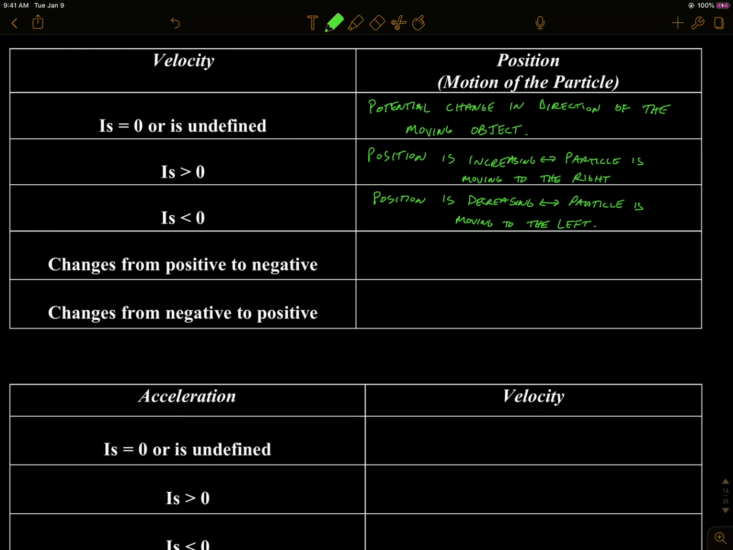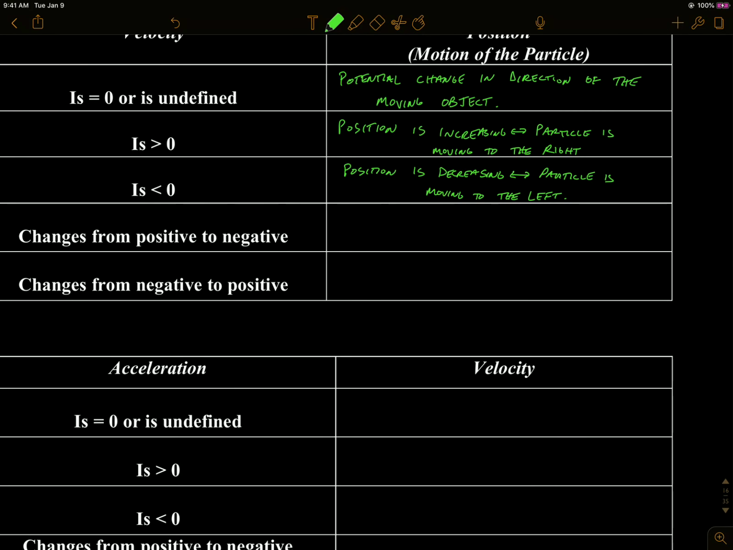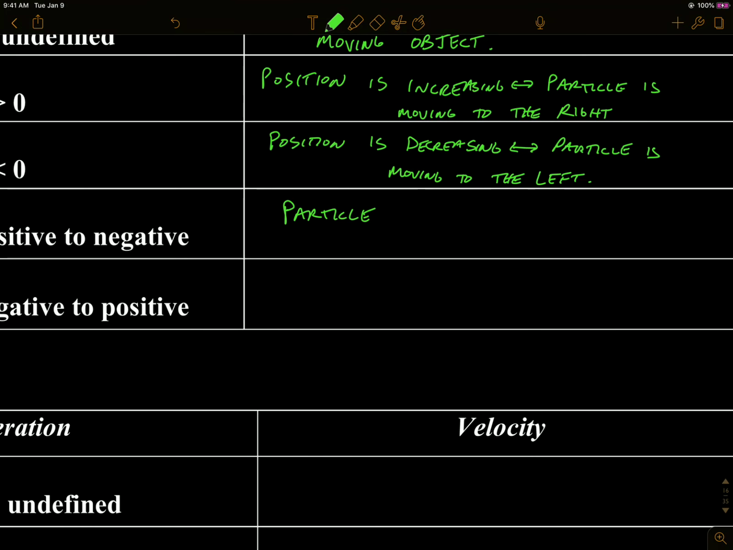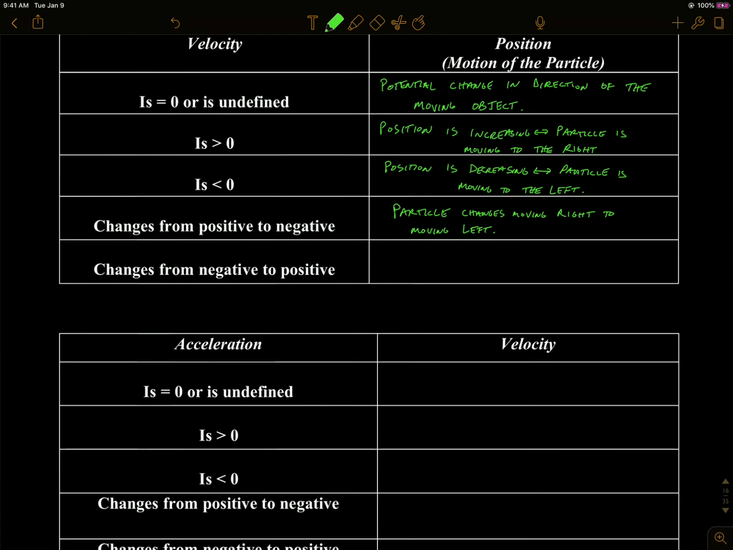We know when the velocity changes from positive to negative, that means the particle has reached a maximum. So the particle changes its direction, basically moving right to moving left. When its velocity changes, positive velocity means it's moving to the right, and negative velocity means it's moving left. So the time when it changes means it stopped and changed its direction.